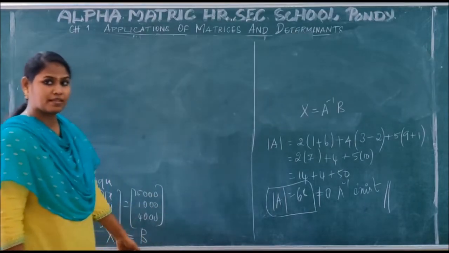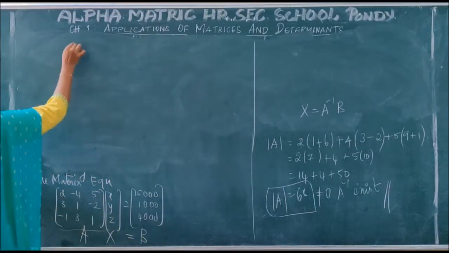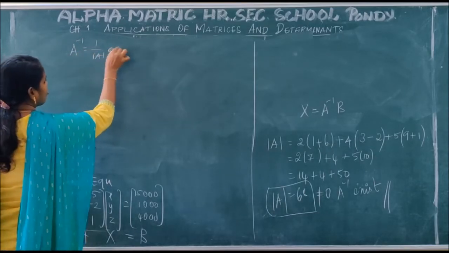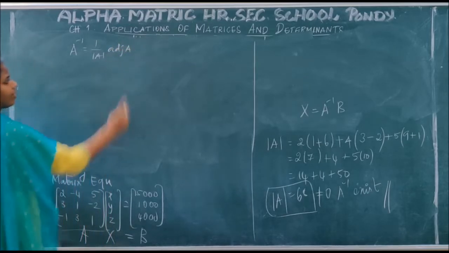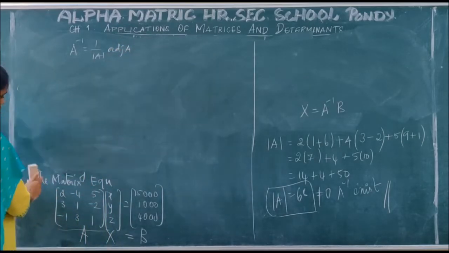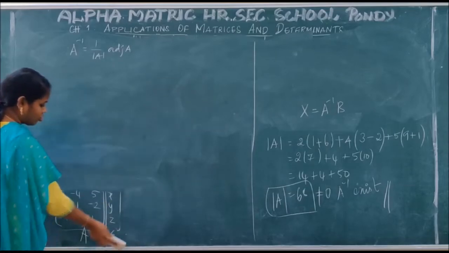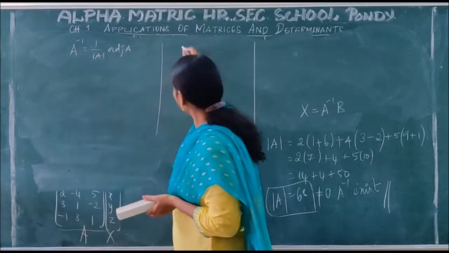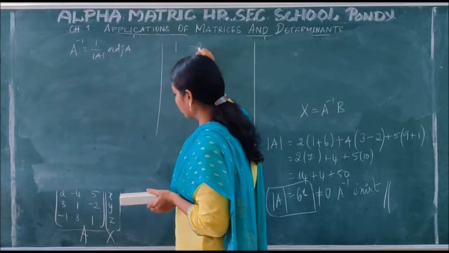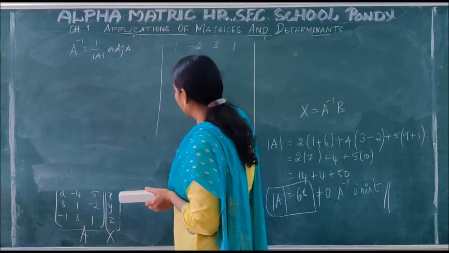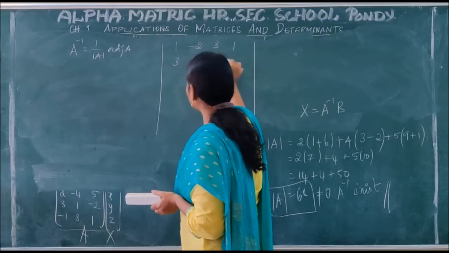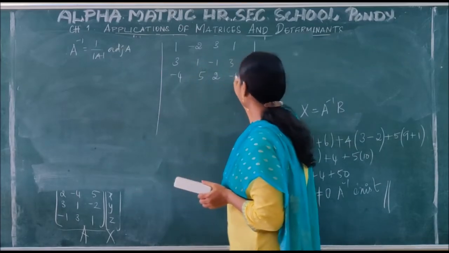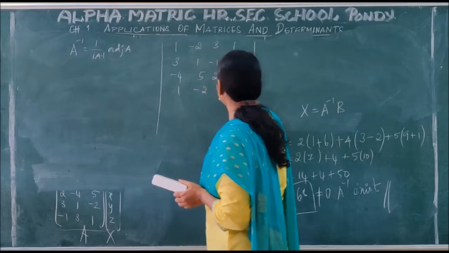So A inverse exists. So we know the formula for A inverse: A inverse is equal to 1 by determinant of A into adjoint A. So now we have to find the adjoint. You know the method of finding adjoint. Before that, I'll just write it over here, the shortcut method. Now 1, minus 2, 3, 1. Next is 3, 1, minus 1, 3, minus 4, 5, 2, minus 4, 1, minus 2, 3, 1.